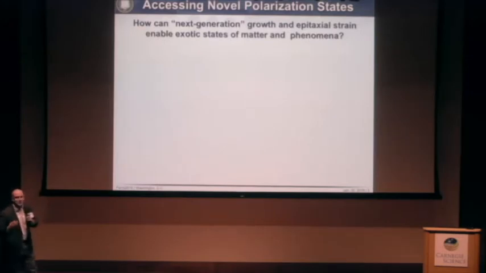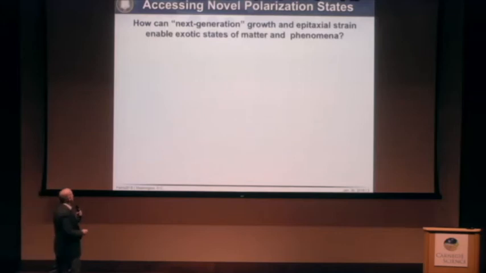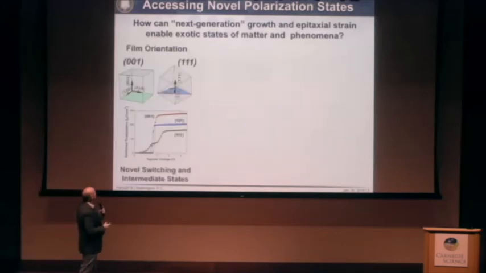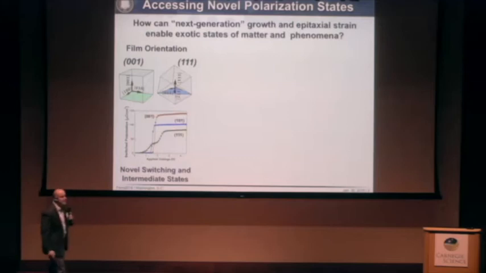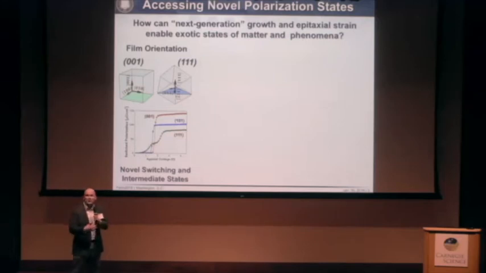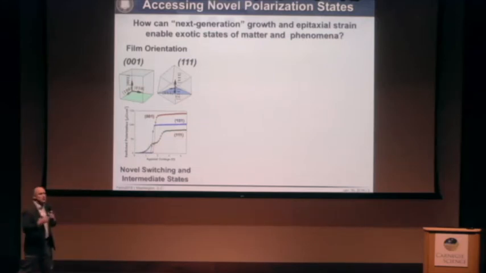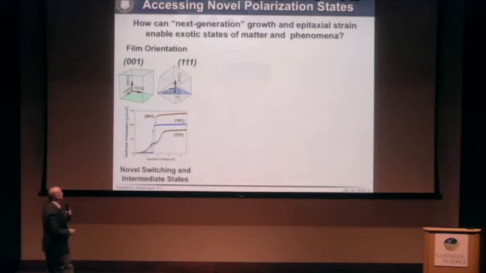And over the last couple of years, our group has looked at a number of different things, and I'll point out just a few of those here. The first is just simple things like changing the orientation of the material. We saw talks this morning about how growing 1-1-1-oriented versions of things like BFO can drive emergent new phases and structures. And we've seen interesting phenomena related to switching in materials in that regard.